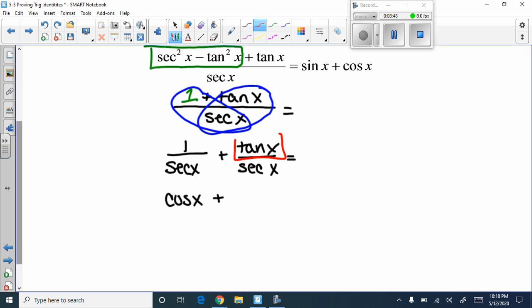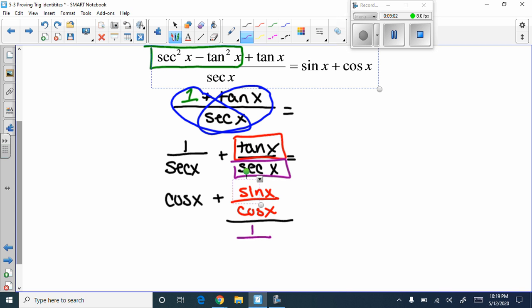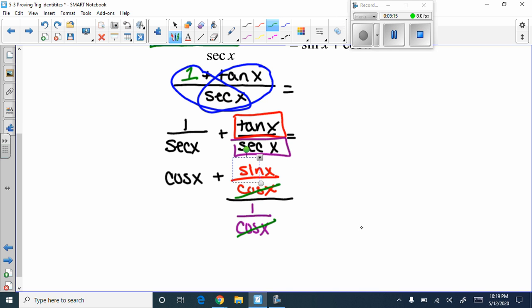Now when I look at the tangent of x, rewriting tangent x, I can do sine x over cosine x and divide that by the secant, which it might be easier for you to think of as 1 over cosine x. And now when I divide this out and multiply by the reciprocal, our cosine x's are going to cancel each other out. And that's going to leave us with the sine x. And so we will have cosine x plus sine x, which is equal to sine x plus cosine x.